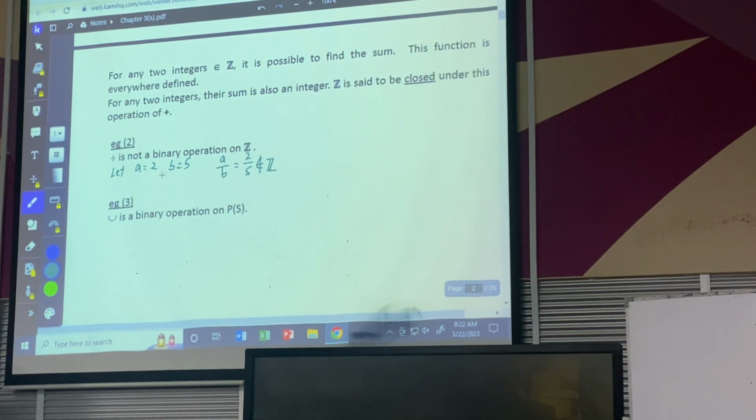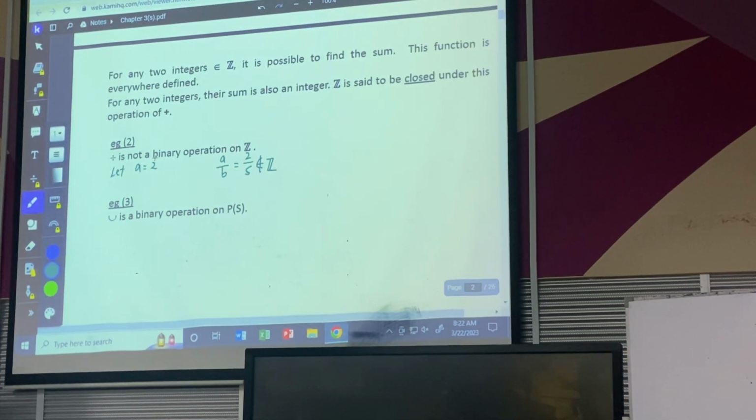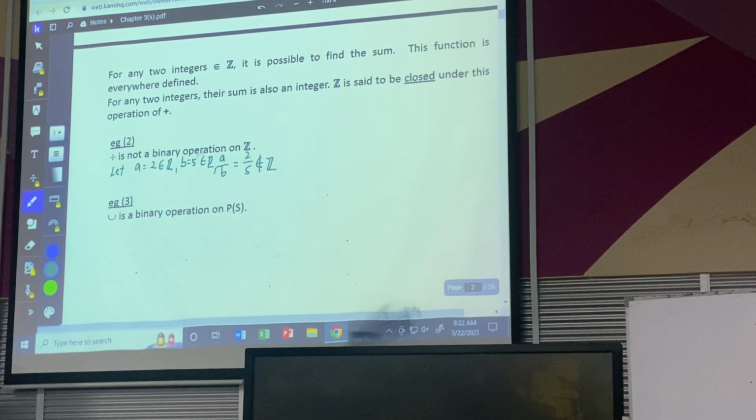These two, the A and the B, you need to write like this, where each of them belongs to integer. Okay? Each of them comes from the set given here. But after we do the divide, then it becomes not integer anymore. So divide here is not a valid binary operation on integer.